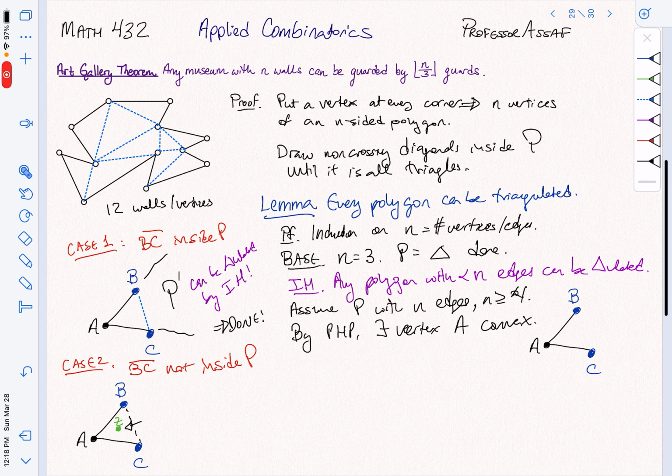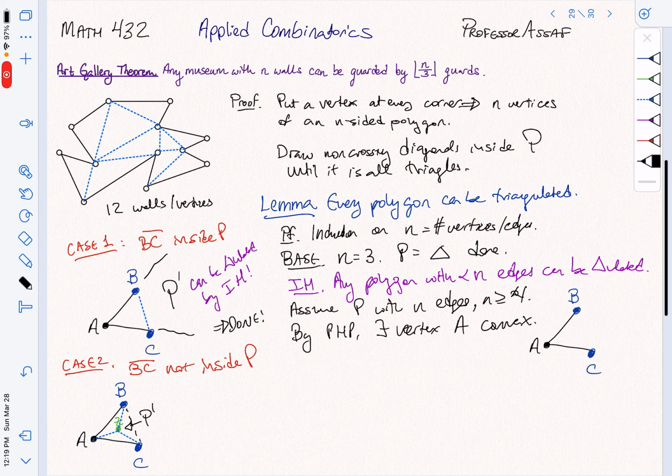And now, how does Z help me? Well, I know that this line is inside my shape, and this line is inside my shape, and this line is inside my shape. So now I'm again going to apply the inductive hypothesis. I'm going to cut A off. I still have this vertex Z, but now I have one fewer vertex. So I'm doing induction on the number of vertices, not the number of edges, but they're the same. Here P prime is going to be without A, but now I've added in these extra lines BZ and CZ. I've deleted A entirely from my shape.